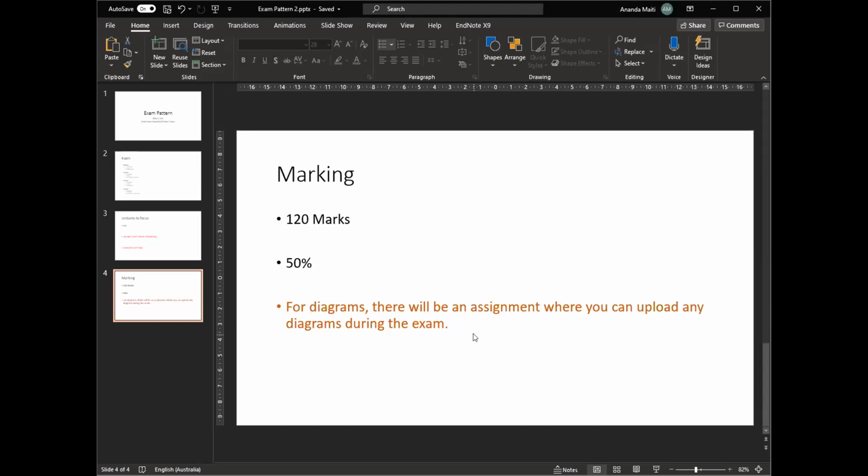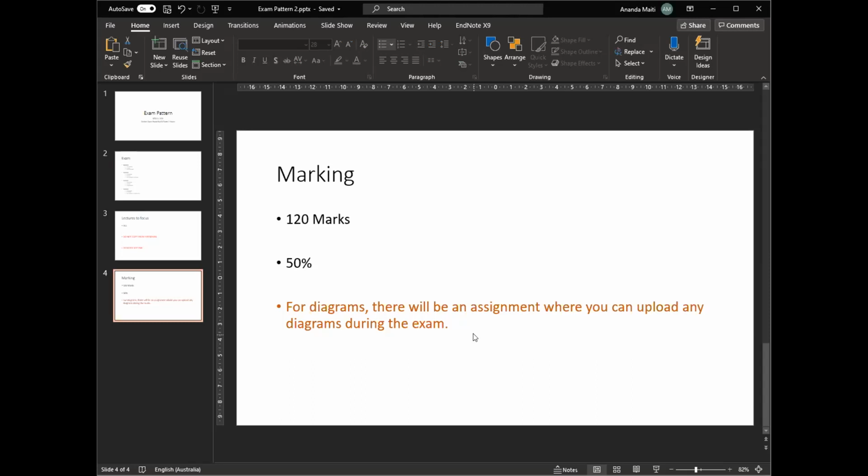For diagrams specifically, you should be able to add them to Milo itself. Just in case you cannot, you can put everything in a doc file and upload it to that assignment just after the exam. That assignment will close about 5 minutes after the exam ends.